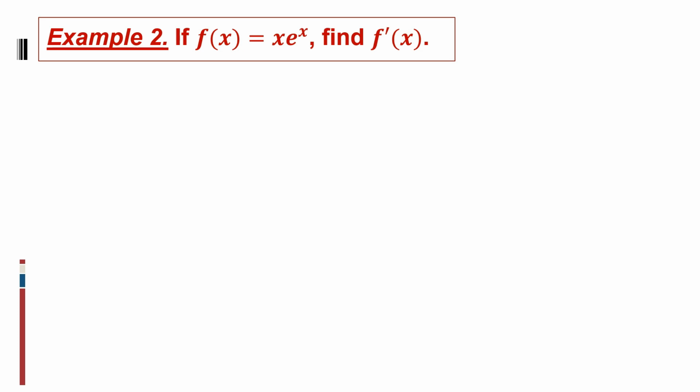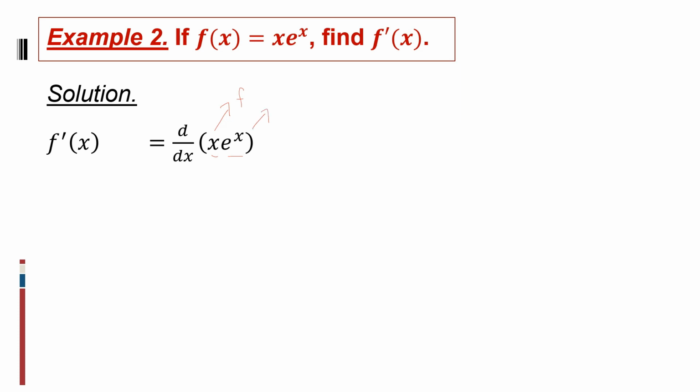Next example. If f of x equals x times e raised to x, find the derivative of f. So for our solution, we will find the derivative of x times e raised to x. But here, we have two functions. So x is our f, and e raised to x is our g. Since this is a product, we can use the product rule, that is f prime times g plus g prime times f.